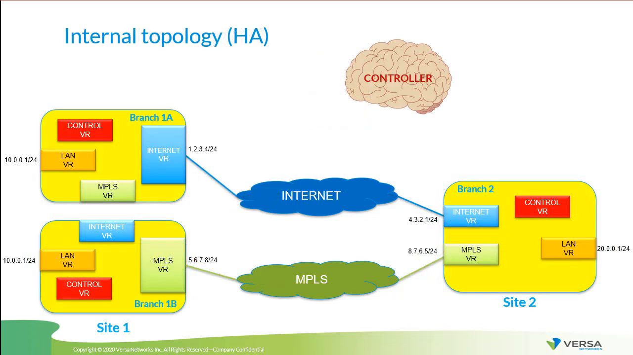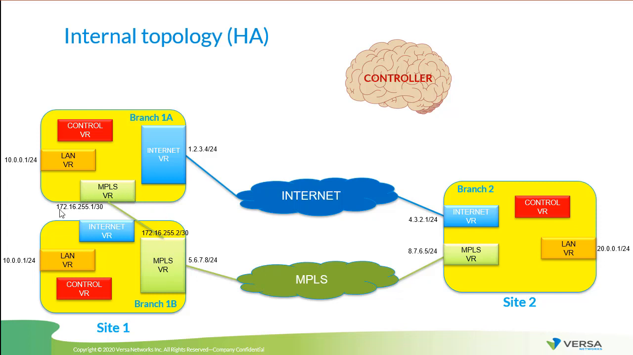Under the hood, branch 1A and branch 1B will have the same number of VRFs as if it was the single branch deployment. Remember on the previous slide I showed you one physical connection and two logical connections between branches in the high available configuration. So the first logical connection is going to be between MPLS VRF on branch 1A and MPLS VRF on branch 1B. This one is created for extension of the MPLS VRF from one side to another.